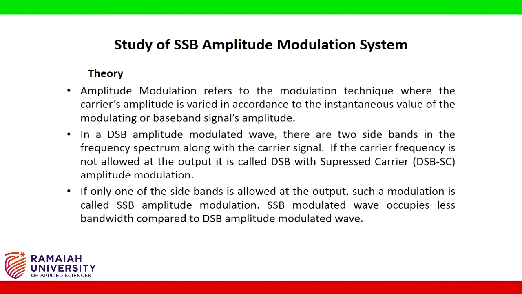If the carrier frequency is not allowed at the output, it is called DSB with suppressed carrier, DSB-SC amplitude modulation. If only one of the sidebands is allowed at the output, such a modulation is called SSB amplitude modulation. SSB modulated wave occupies less bandwidth compared to DSB amplitude modulated wave.